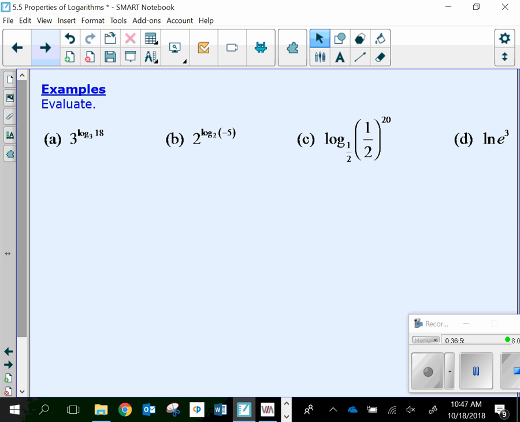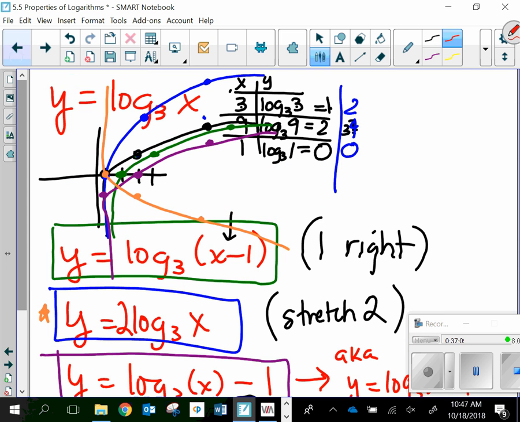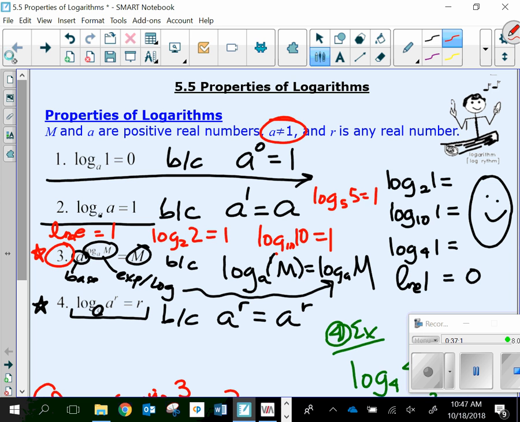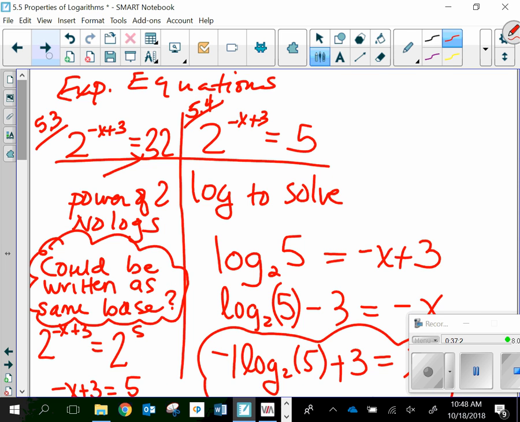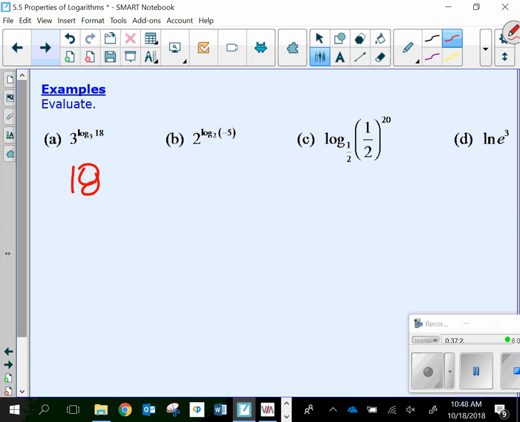All right. Okay, ready? So what does this one equal? 18. What property is that? So on the first page, where are you? Here we go. Which property? 1, 2, 3, or 4? 3? Okay.